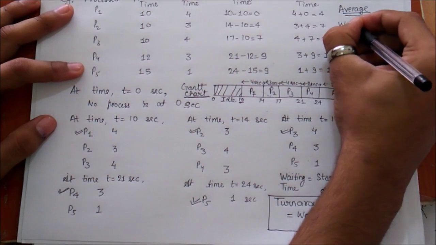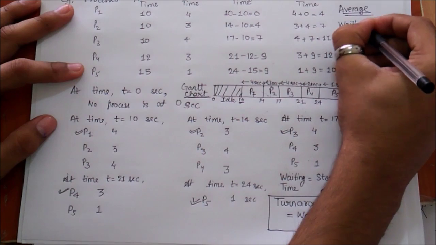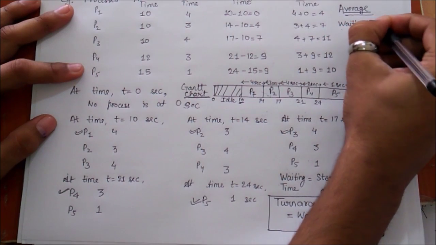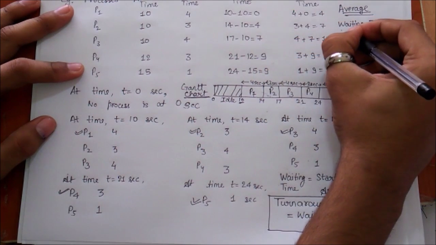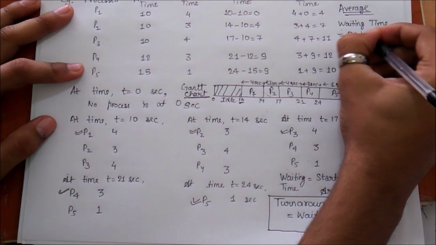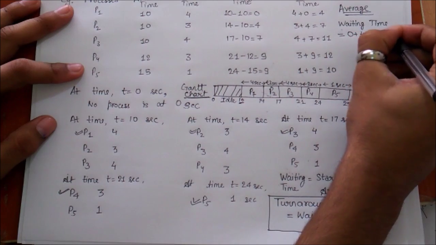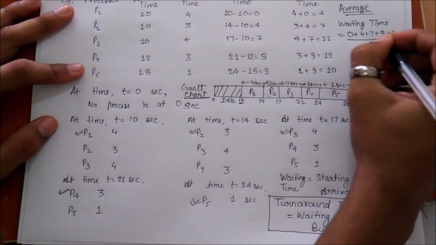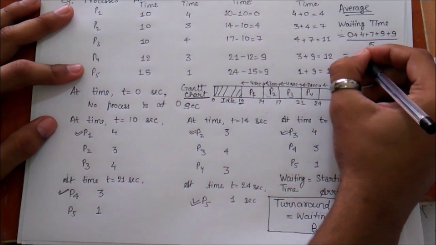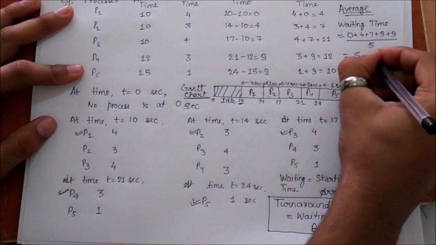So the average waiting time is calculated by adding the waiting time of all the processes, that is 0 plus 4 plus 7 plus 9 plus 9, divided by the total number of processes, that is 5. So it comes out to be 5.8.